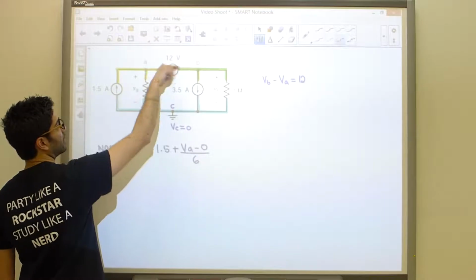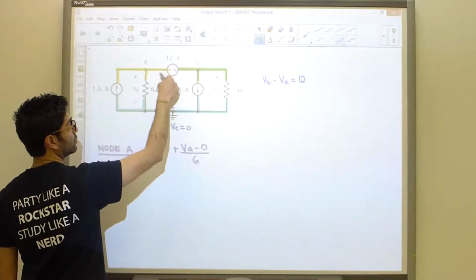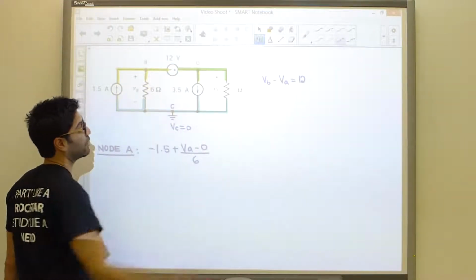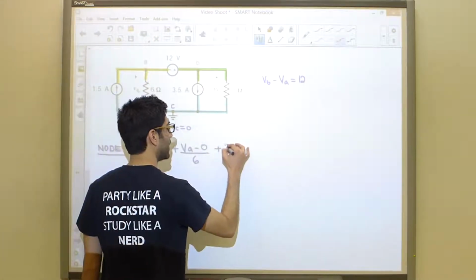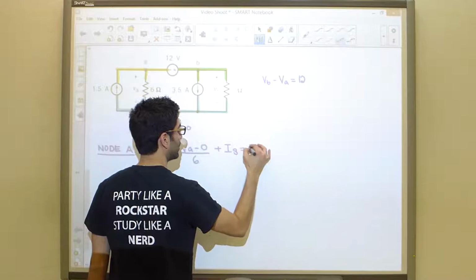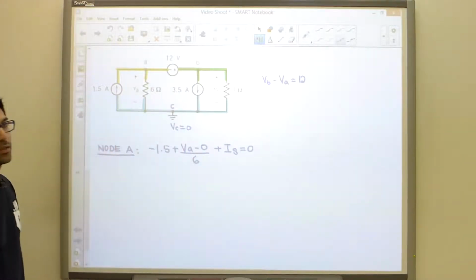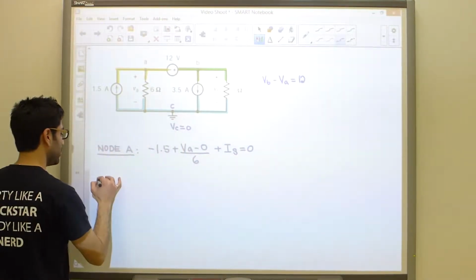And to find the current over here, we know it's going that way due to the polarity here. And I never know the current in a voltage source, and therefore I'm going to assign a variable plus IS, and that is going to equal 0. Similarly, we're going to do node B.